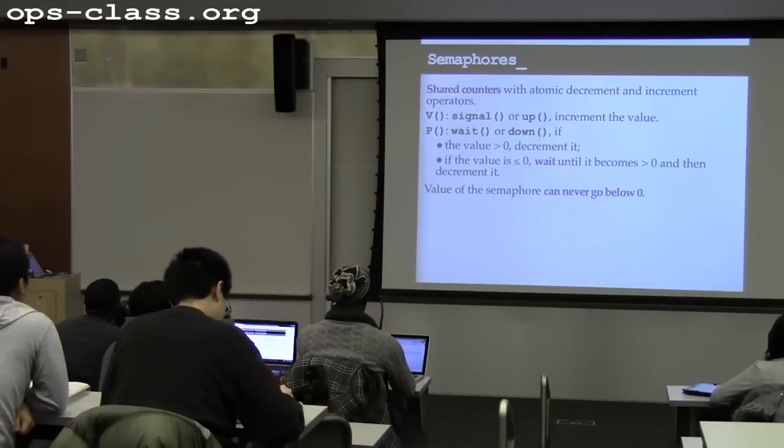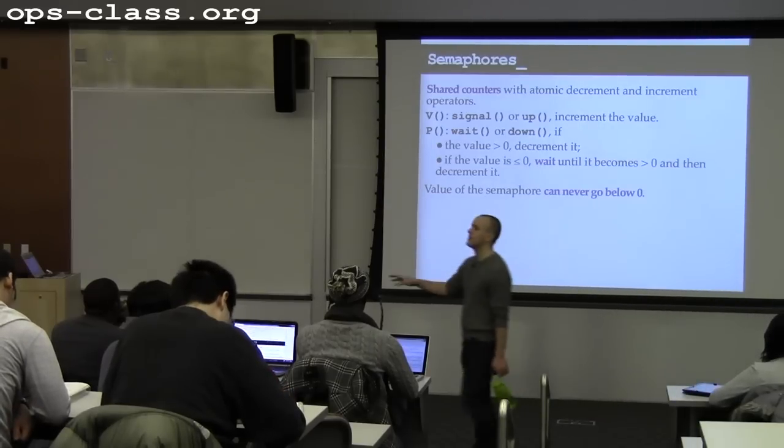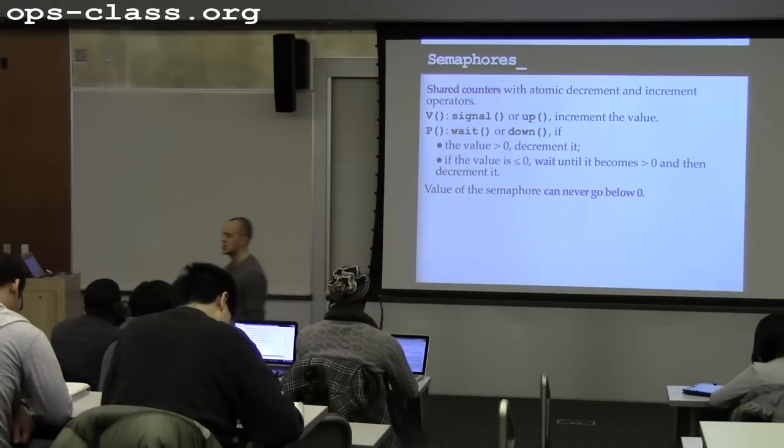Right, so the idea is the value of the semaphore can never go below zero. So remember, we did a producer-consumer buffer example on Friday. And afterwards, someone came up to me with a good question, which is they said, couldn't we use a semaphore to solve this problem? Right?